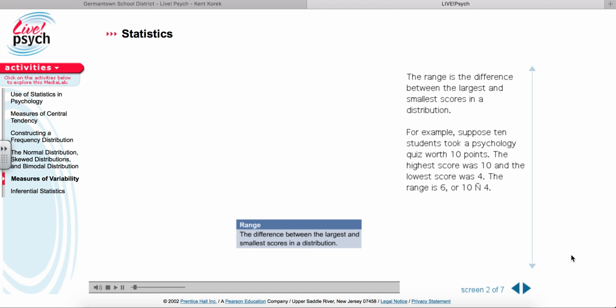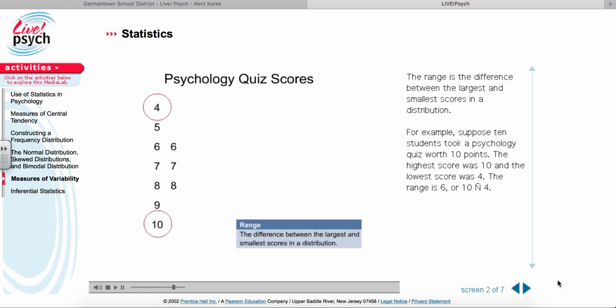The range is the difference between the largest and smallest scores in a distribution. For example, suppose 10 students took a psychology quiz worth 10 points. The highest score was 10 and the lowest score was 4. The range is 6, or 10 minus 4.